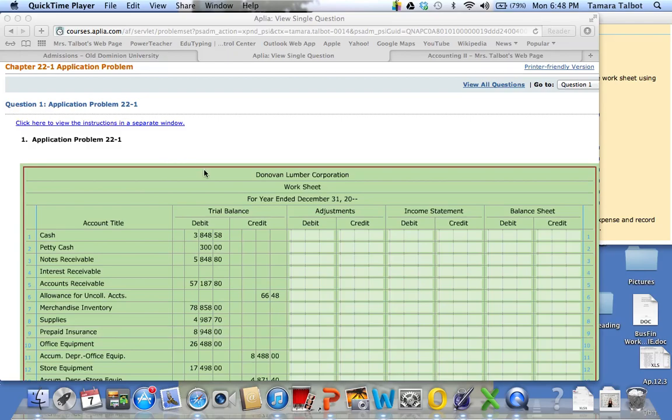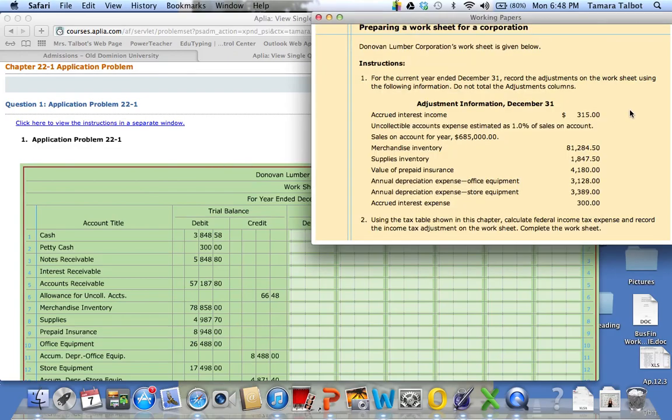This problem is going to be demonstrating how to complete the adjustments and figure out the income tax for a corporation. Remember, when we make financial statements, we always do the worksheet first. The instructions say it's for Donovan Lumber Company's worksheet. For the current year ended December 31, record the adjustments on the worksheet using the following information.